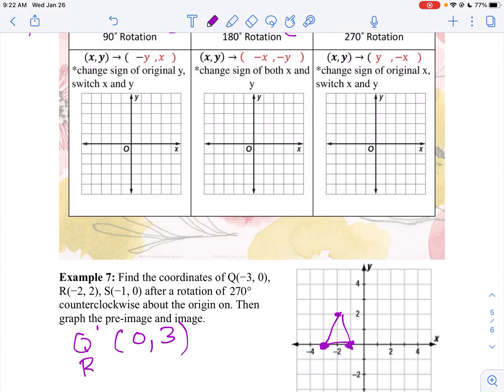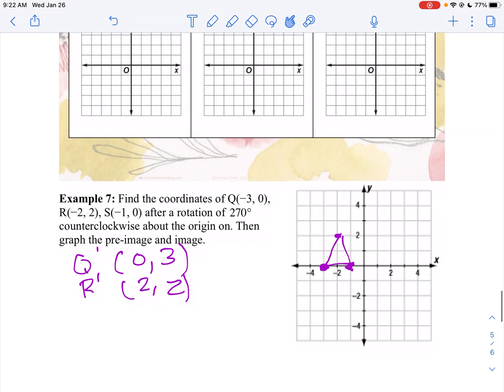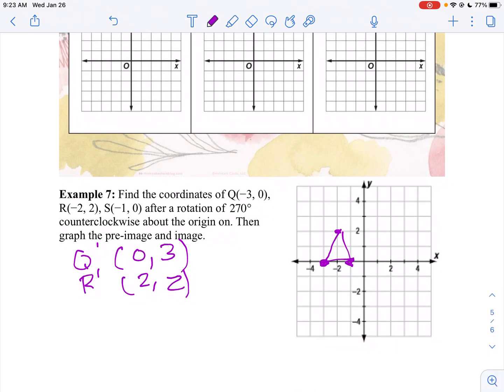R primed is going to be at 2 and the opposite of negative 2, which is 2. So R primed is going to be at 2 and 2. And then finally, S primed is going to be at 0 and 1. So I should, before I forget, I should go back and label this. So here's Q, here's R, and here's S.